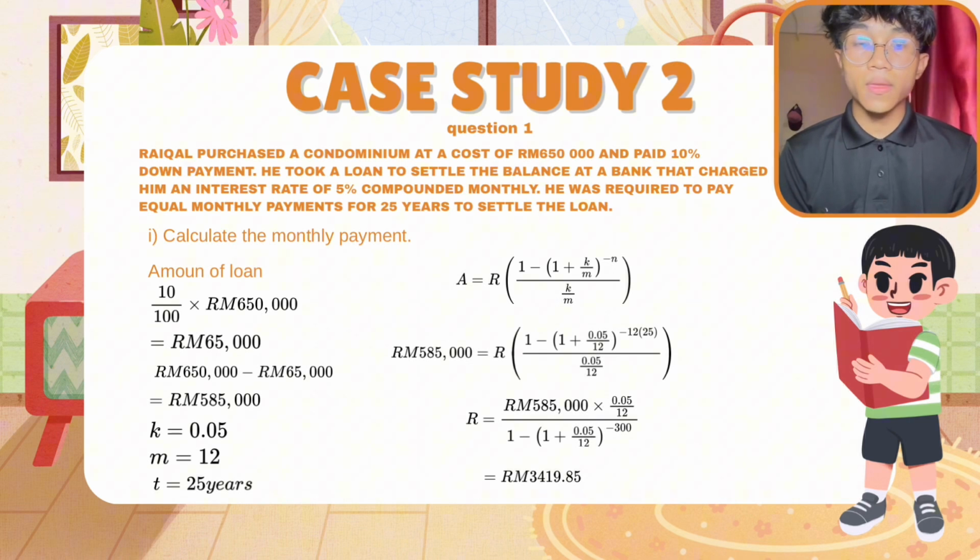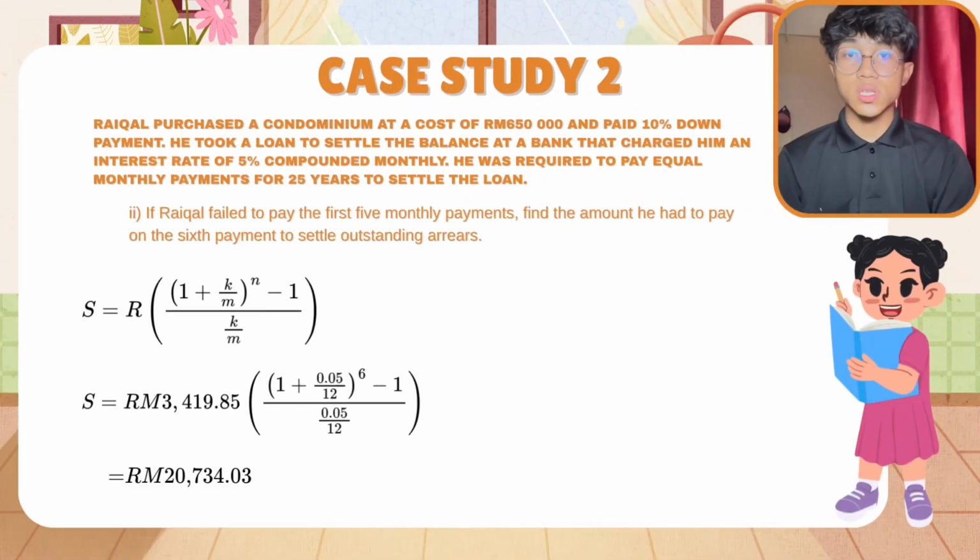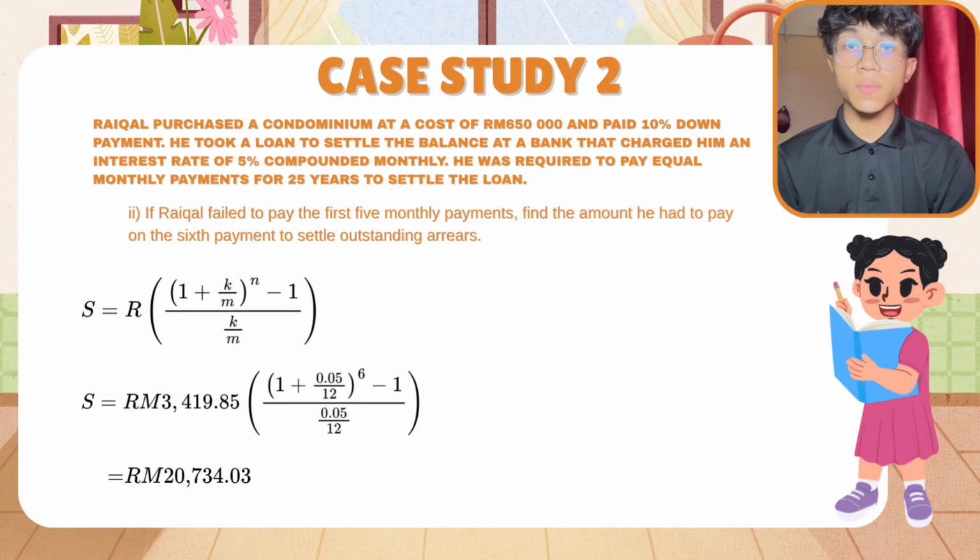585,000 ringgit times 0.05 over 12 over 1 minus bracket 1 plus 0.05 over 12 bracket power of minus 300, and the final answer is 3,419.85 ringgit. For question 2, if Raika failed to pay the first 5 monthly payments, find the amount he had to pay on the 6th payment to settle the outstanding arrears.